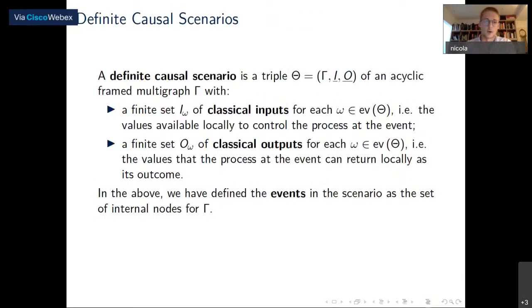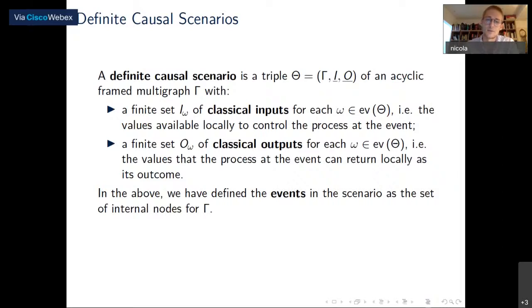But I promised to talk about causality. Because we need to talk about the notion of control of causal orders, a definite causal scenario is a triple, given by a cyclic frame multigraph gamma. I'll explain later what I mean.